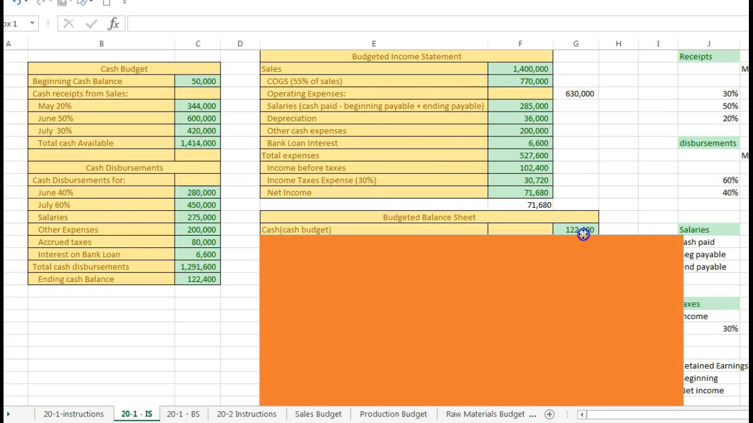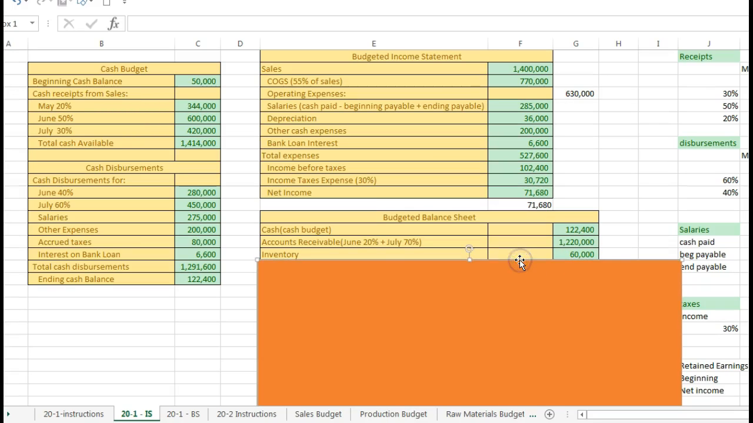So, what was my cash? My cash began at $122,400. That's out of my cash budget. My accounts receivable, now this is kind of interesting. What's left to be received? In my third month, we decided that we received this, and this, and this. That means these two have not been paid yet. So if we add those up, you come up with $1,220,000.